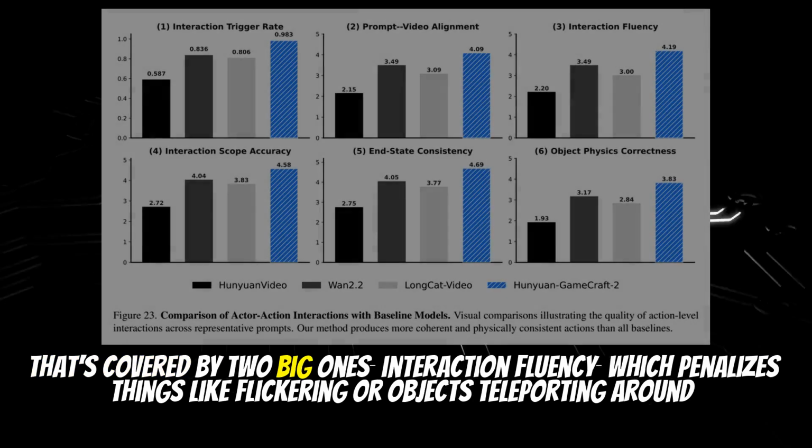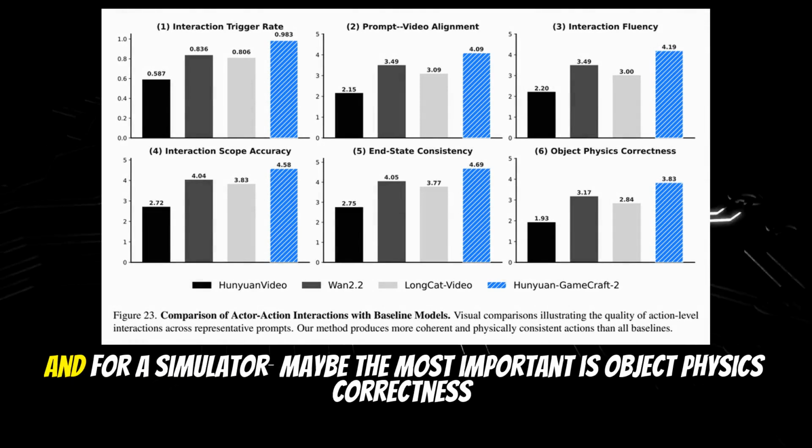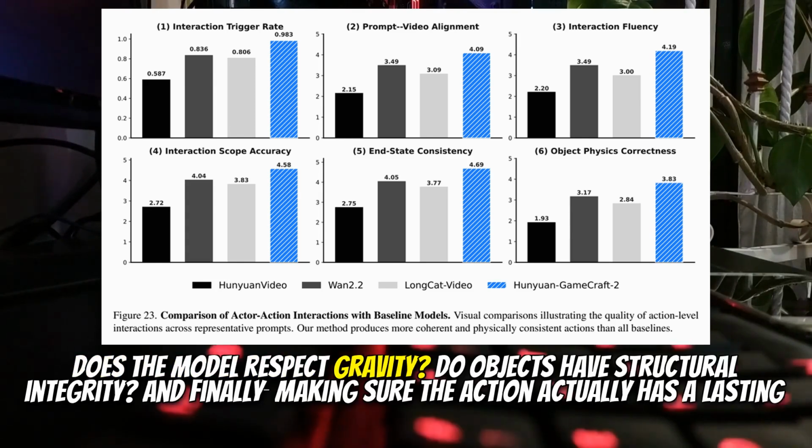Right, and then making sure the outcome is actually believable. That's covered by two big ones. Interaction fluency, which penalizes things like flickering or objects teleporting around. And for a simulator, maybe the most important is object physics correctness. Does the model respect gravity? Do objects have structural integrity?